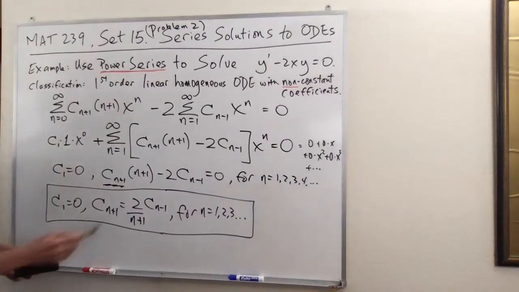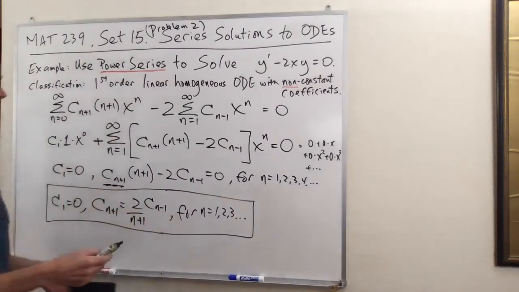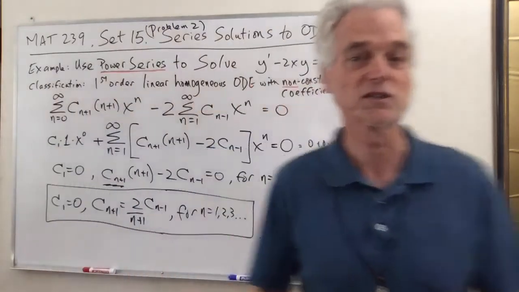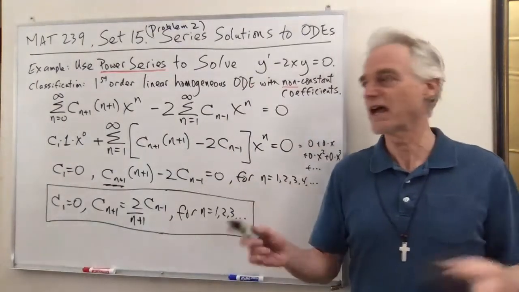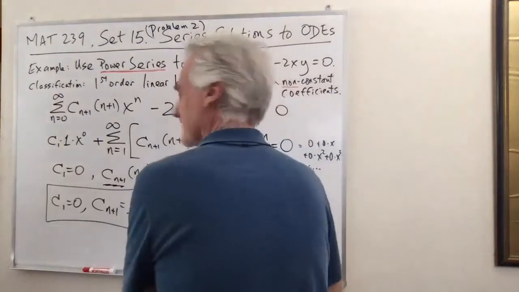All right, so this thing here is what we call the recurrence relation. The recurrence relation is sort of the halfway step.